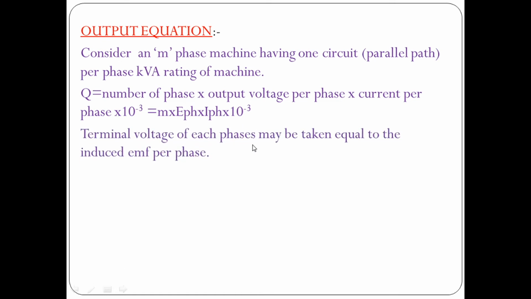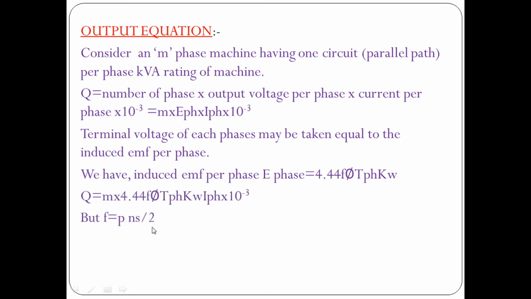The terminal voltage of each phase may be taken equal to the induced EMF per phase. We have learned that the induced EMF per phase of the induction motor, E ph, is equal to 4.44 f phi T ph kw, where f is the supply frequency, phi is the total flux, and T ph is the number of turns per phase, and kw is the winding factor. This is the induced EMF E ph, which we have learned in the lower semester.